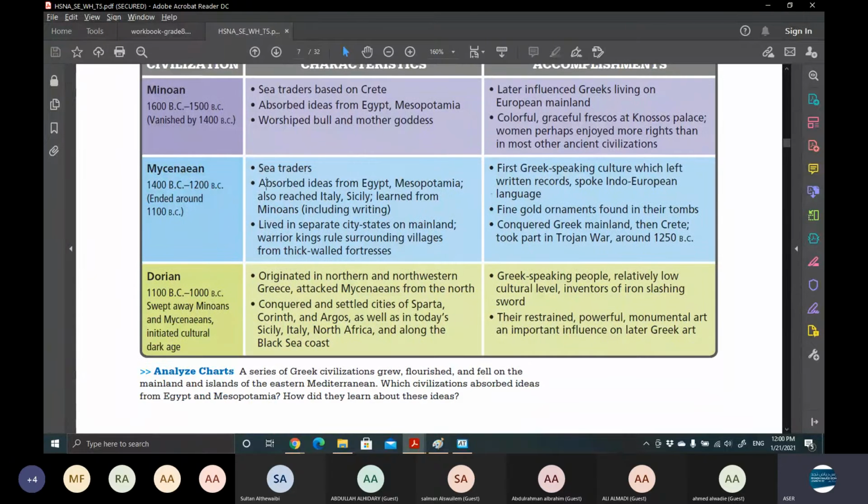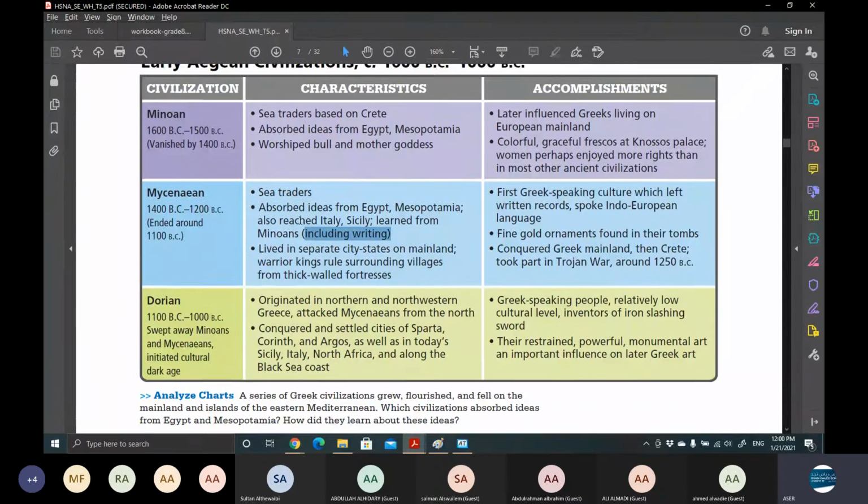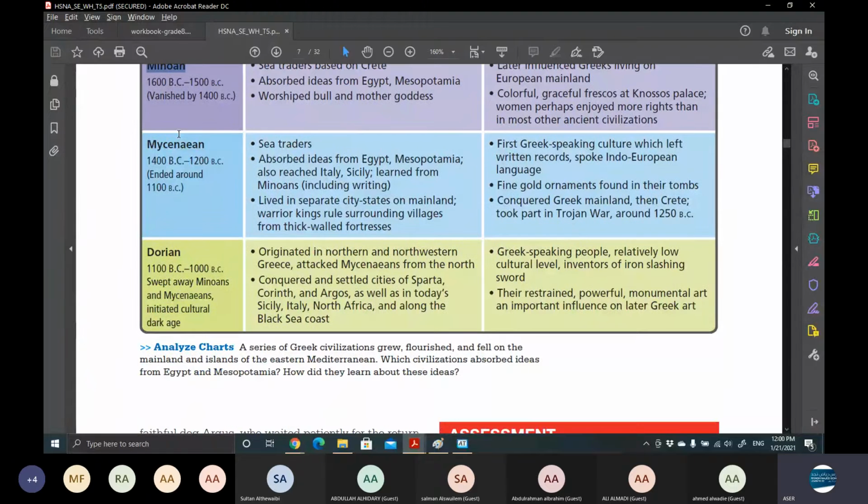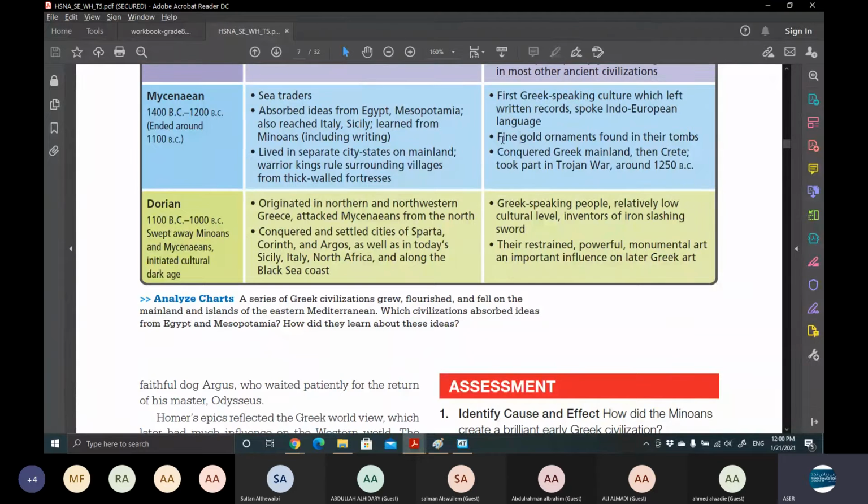They absorbed also the ideas from both Egyptian and Mesopotamian civilization, and later went to the island of Sicily and Italy and learned from the Minoans, including the writing that the Minoans adapted from the Mesopotamian civilization, especially the Phoenician one. Okay, for their achievements, they were the first Greek-speaking culture which left written records spoken into European language, and also some of the fine gold ornaments found in their tombs, which they adapted and took from Egypt.